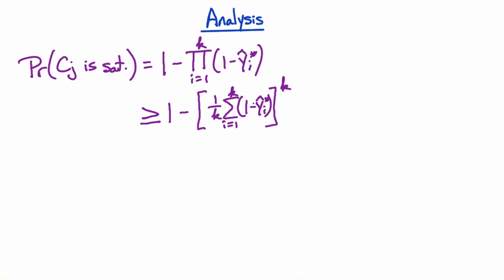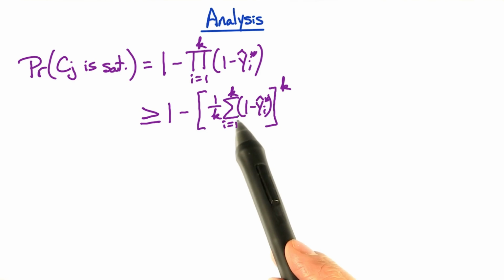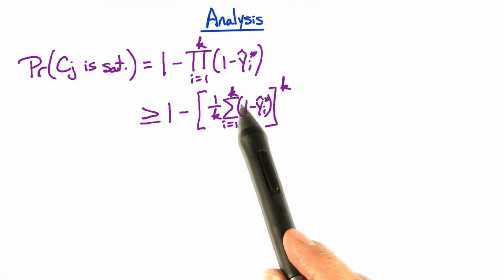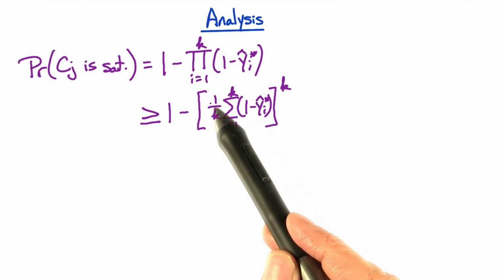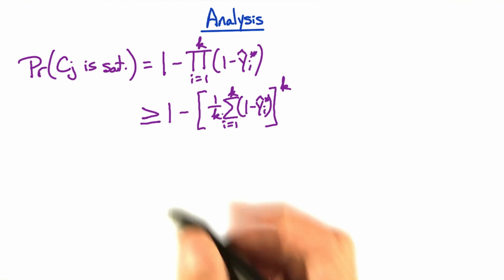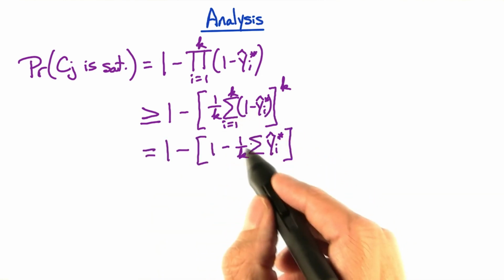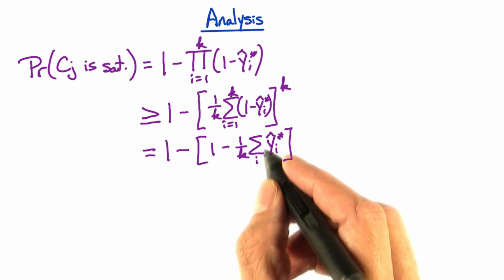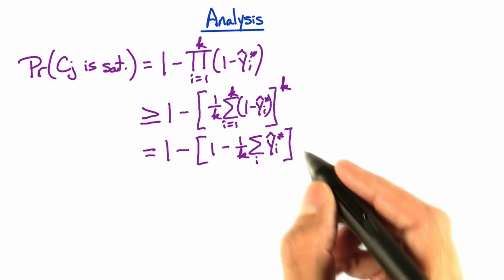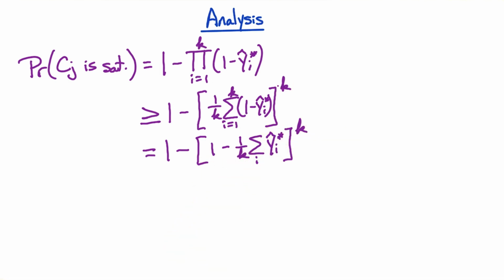Now we can simplify this a bit. We can do the sum over each of these terms separately, and the first term is a sum over i from 1 to k of 1. That's simply k. So that divides by this 1 over k. So we get a 1 for this first one. And the second term becomes 1 over k times the sum over i from 1 to k of yi hat star. And then we get this whole quantity raised to the kth power still.